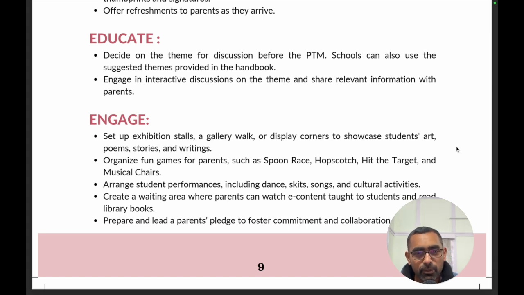Arrange student performances. They can range from dance, skits, songs and cultural activities. Preparing and leading a parents' pledge is very important. What are the roles and responsibilities of parents? That can be incorporated in a wonderful pledge.